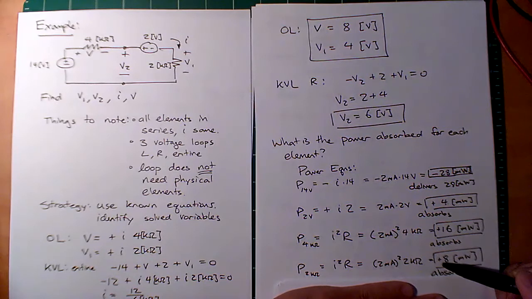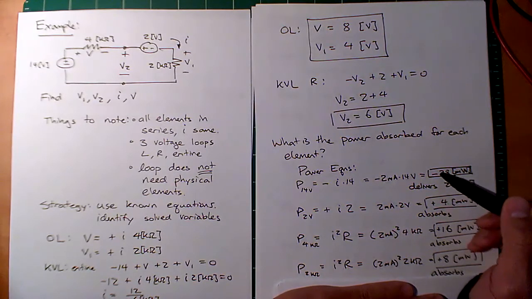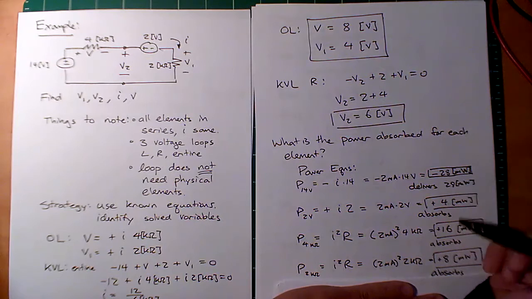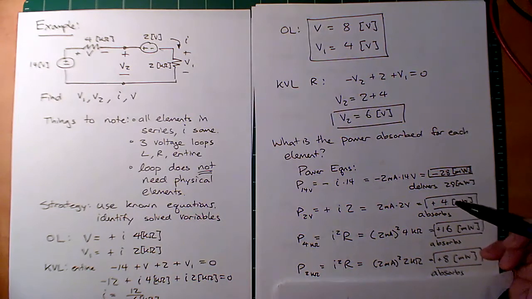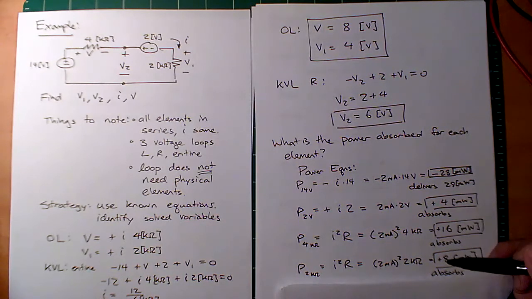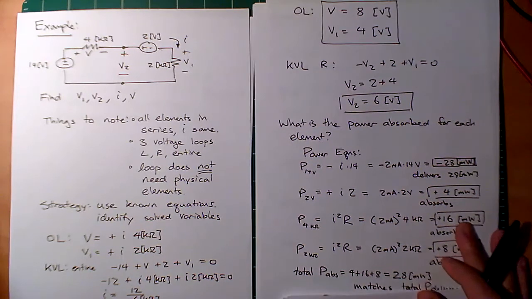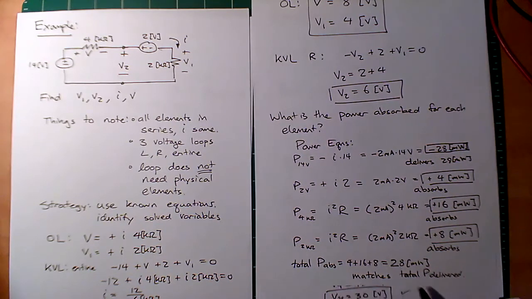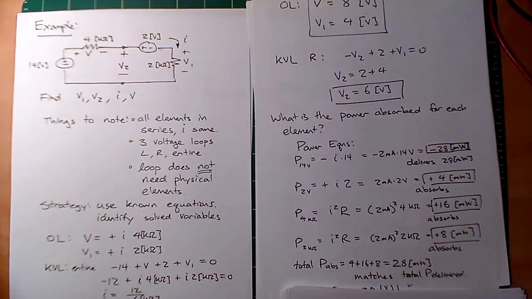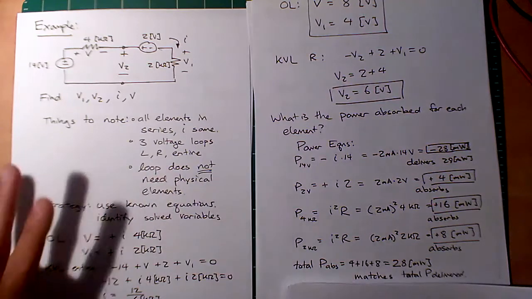Notice these three are positive numbers, as we predicted. They all are absorbing, and this is a negative number, and it is delivering. And if I total it up, if I say 4 plus 16 plus 8, well, we got 20 here plus 8, that's 28. Yay, that cancels out and we get conservation of energy, right? So the 28 milliwatts matches the total power delivered. Okay, this is a complete problem.